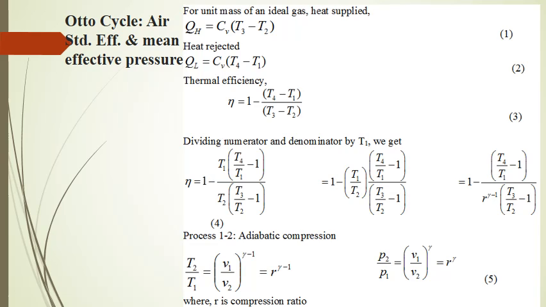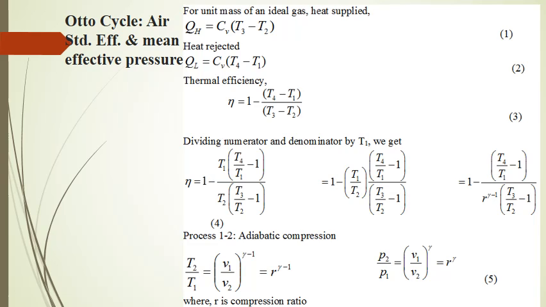Now for the unit mass of an ideal gas, the heat supplied at constant volume will be equal to Cv dT, that is T3 minus T2. Why so? Because we have assumed it to be a closed system, so definitely del Q is equal to dU plus del W is going to be our energy equation. And when volume is constant during the heat addition process, work done, the PdV work, will be 0. So heat transfer is equal to change in internal energy, and that is equal to Cv dT. So Cv into T3 minus T2 is the heat added.